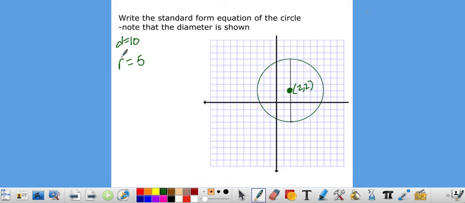We have the center, we have the radius, run the program. (x minus 2) squared plus (y minus 2) squared is equal to 5 squared, which is 25. And there's our equation of that circle.